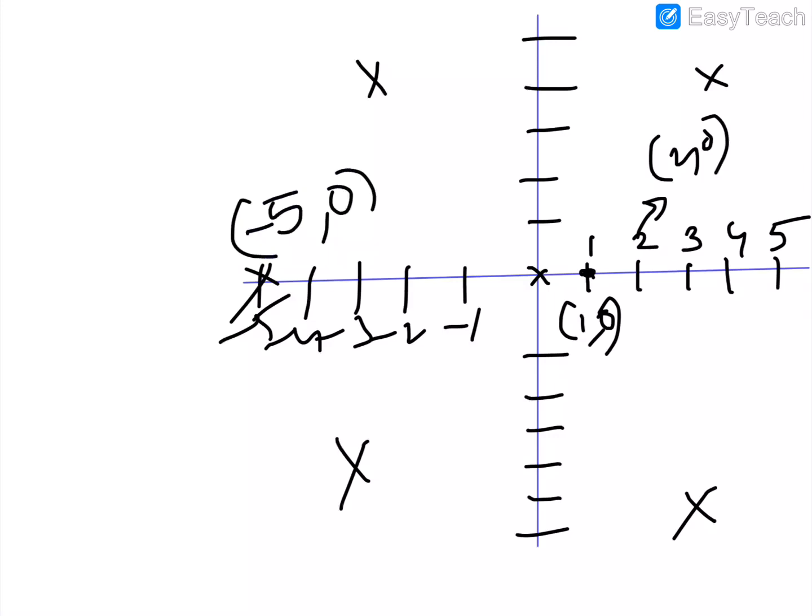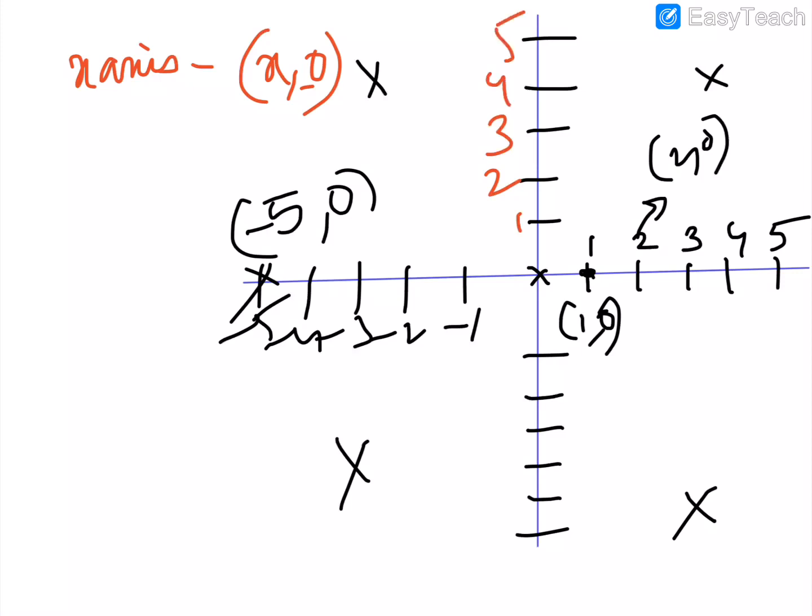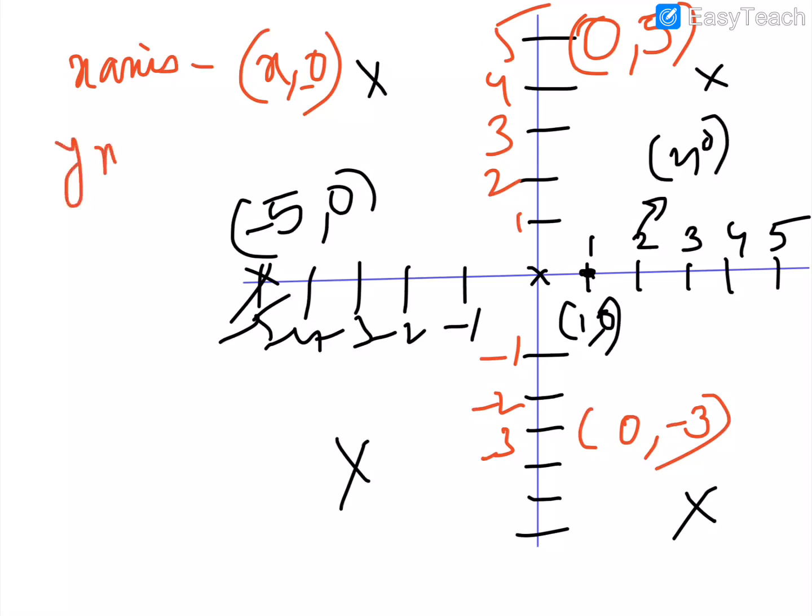So a point on the x-axis will be of the form x comma 0. Throughout the x-axis, the ordinate, that is the second coordinate, the y coordinate, will be 0. Similarly, if you take any point on the y-axis, x will be 0. So on the y-axis, if you are writing any point, you write it as 0 comma minus 3. So a point on the y-axis is of the form 0 comma y.